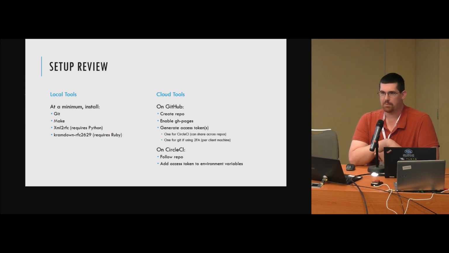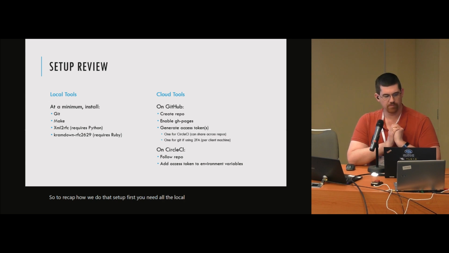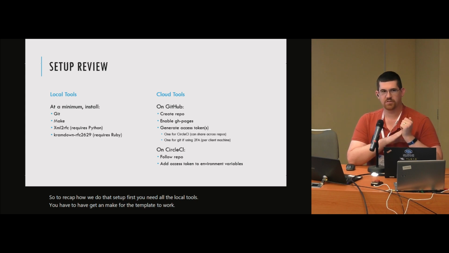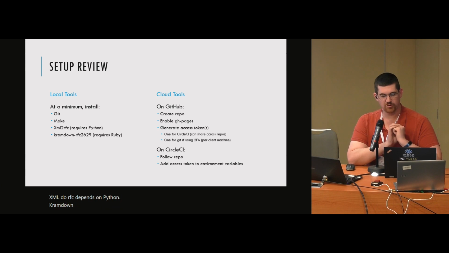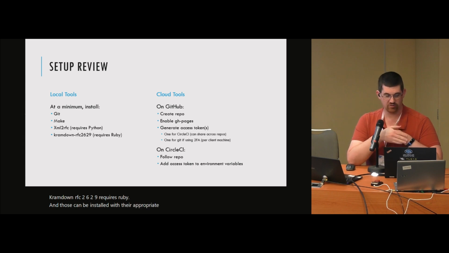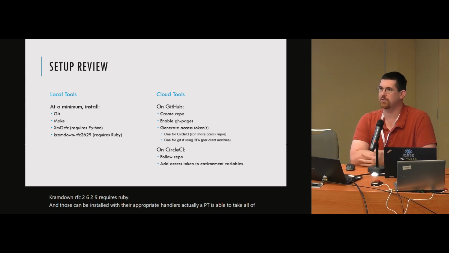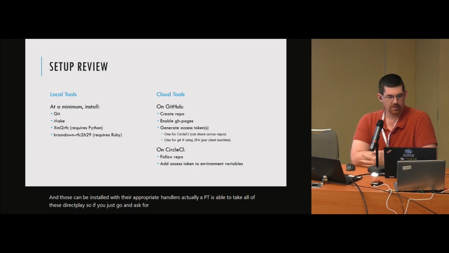So to recap how we do that setup, first you need all the local tools. You have to have git and make for the template to work. XML to RFC depends on Python. Cramdown RFC 2629 requires Ruby, and those can be installed with their appropriate handlers. Actually, APT is able to take all of these directly, if you just go and ask for those four.